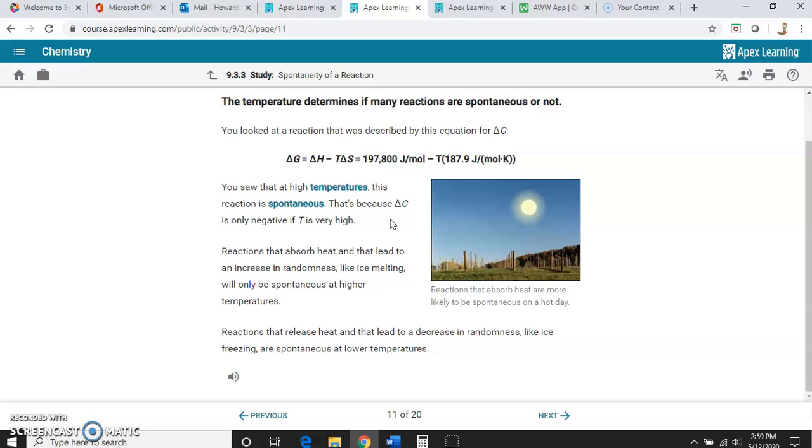Reactions that absorb heat are endothermic. They lead to an increase in randomness, like ice melting, and will only be spontaneous at higher temperatures, because they require energy to come in, and that energy often comes from high temperature. Like ice freezing, reactions that release heat don't need that much heat. Remember, heat and temperature are kind of similar. They're spontaneous at lower temperatures, so they don't need that heat from the temperature. They're going to happen on their own at lower temperatures.